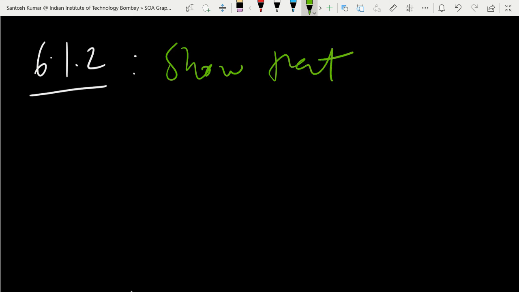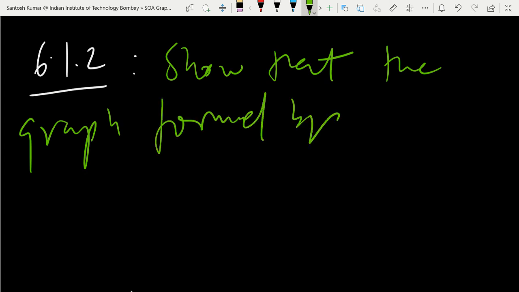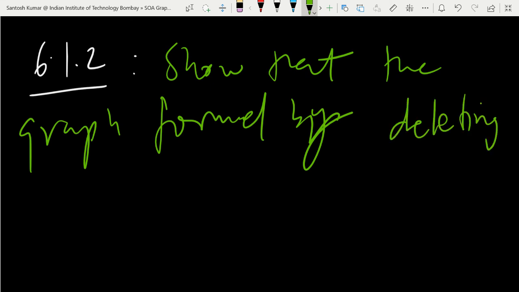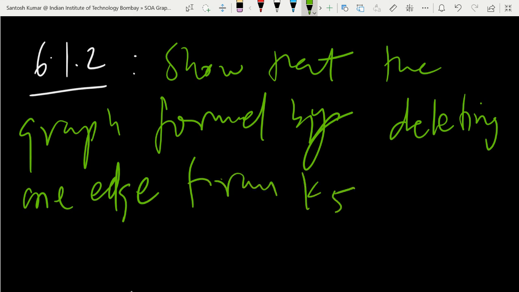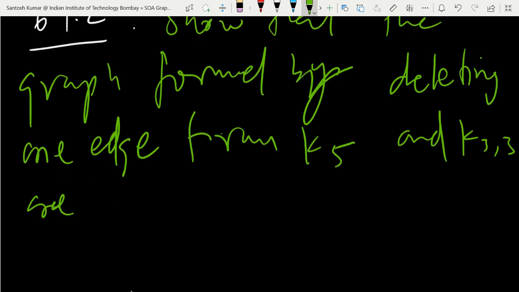So the next question is 6.1.2. The question is saying that the graph formed by deleting one edge from K5 and K3,3 are planar.